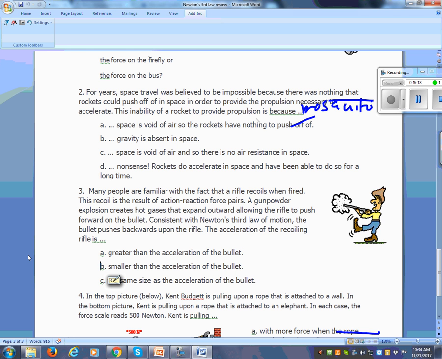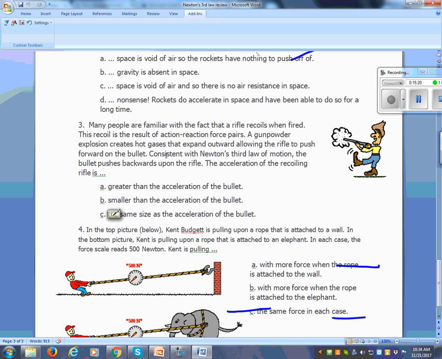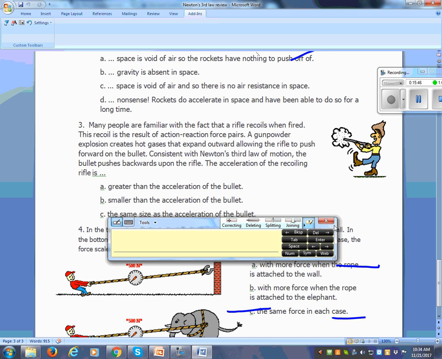All right, anyways. Many people are familiar with the fact that a rifle recoils when fired. This recoil is a result of action-reaction force pairs. A gunpowder explosion creates hot gases that expand outward, allowing the rifle to push forward on the bullet, right? Gases push forward the bullet. Consistent with Newton's law of motion, the bullet pushes backwards upon the rifle. The acceleration of the recoiling rifle is greater than, smaller than, or the same size as the acceleration of the bullet.